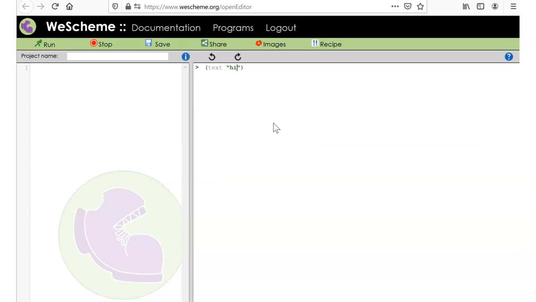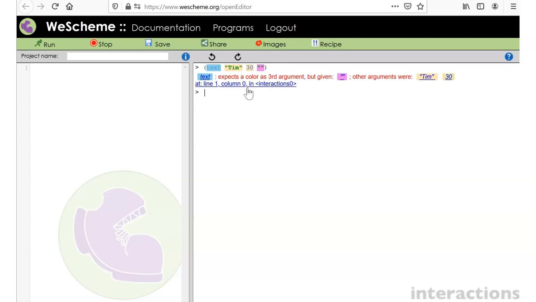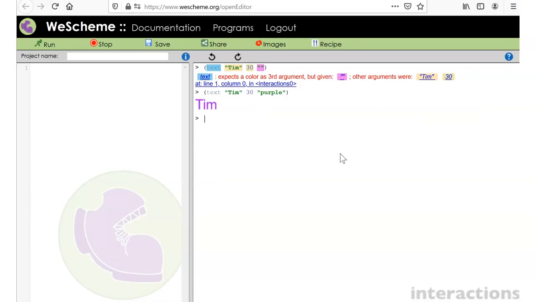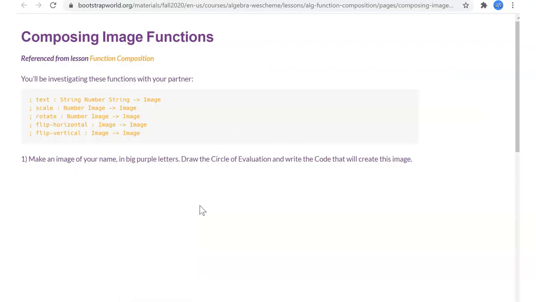Text, hi, or let's do my name, and a number, but then I don't remember what this one does. Let's just give it that. Expect a color as the third argument. I'm going to do Alt up arrow to bring that back. And let's just try purple. Yes. Okay. So you can experiment with the WeScheme REPL if you want to.